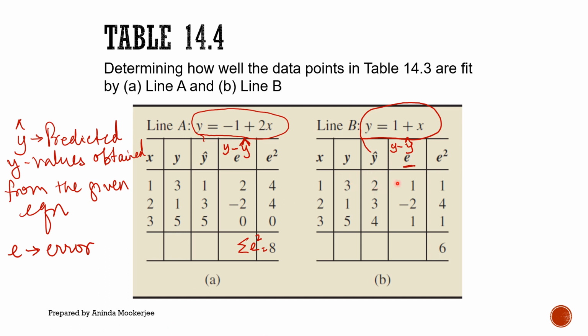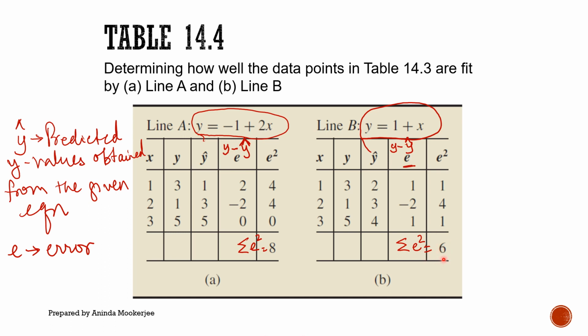So 3 minus 2 is a 1, 1 minus 3 is a negative 2, 5 minus 4 is a positive 1. In the last column, just square them all up and add them, and all right, sigma E squared. And once we have both our sigma E squared values, we choose the one with the smaller value.